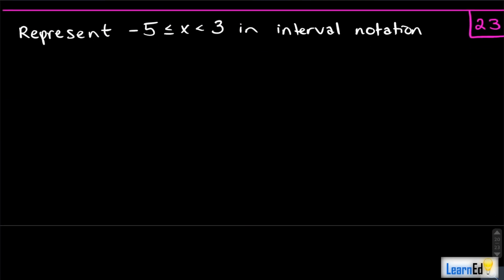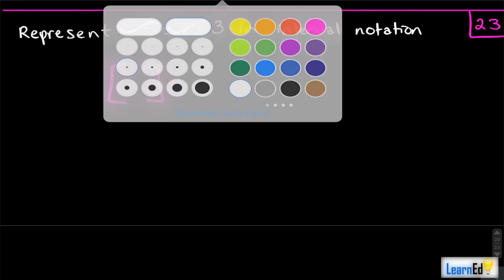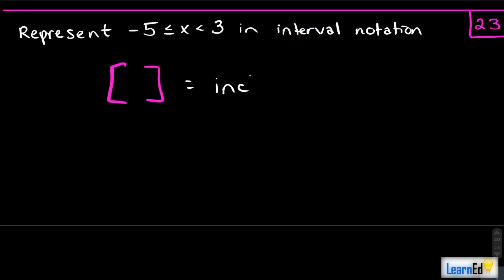Moving on to problem 23, we're going to talk about our interval notation now. So what is interval notation? Well, it's the thing with the brackets and the parentheses, right? When do you have brackets? Brackets are when you include an endpoint, right? And what do we mean by endpoint? What am I saying here?